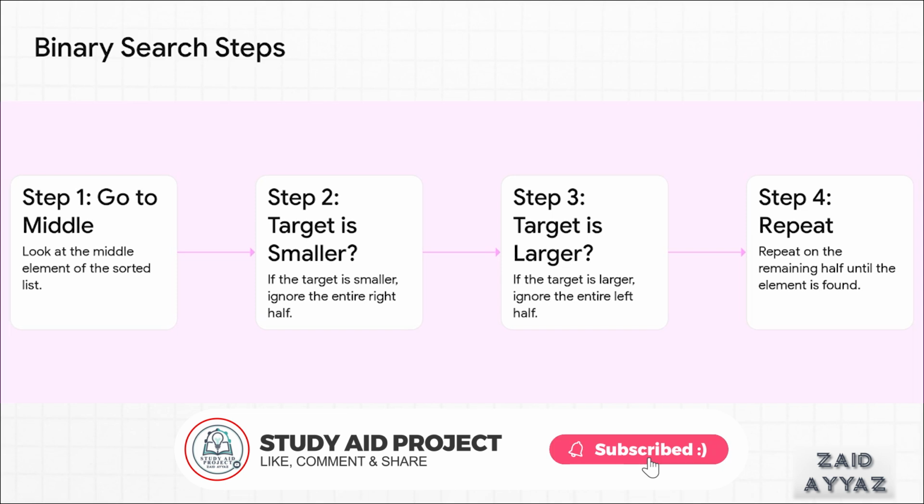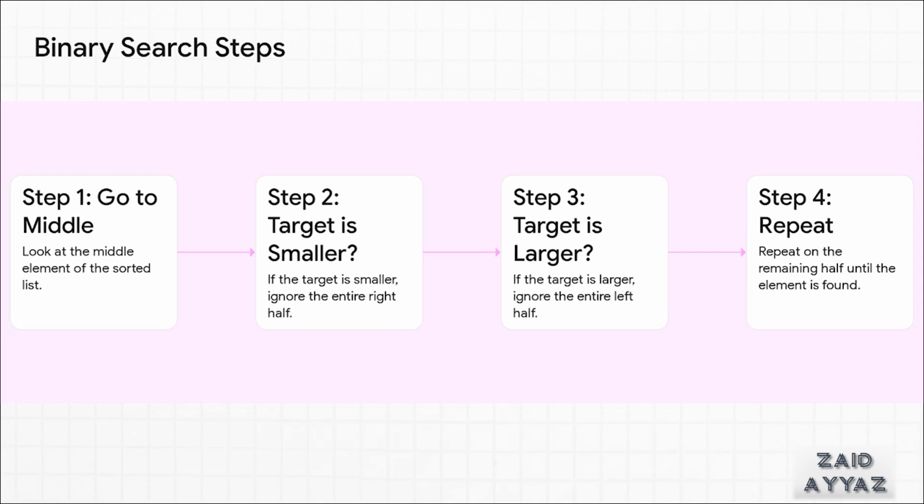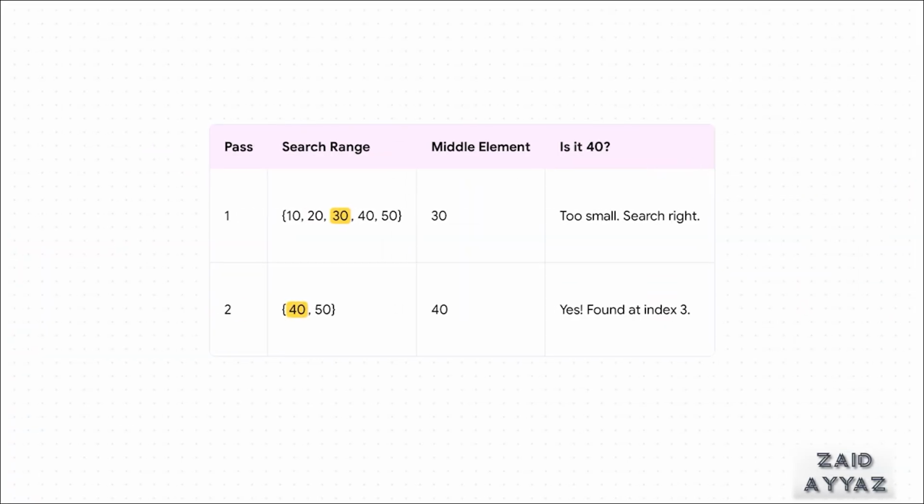With just one move, you've cut your problem in half. You just do that again and again, and you zero in on your target incredibly fast. So let's trace it. Our new target is 40.